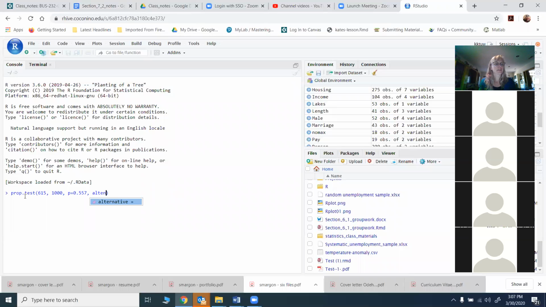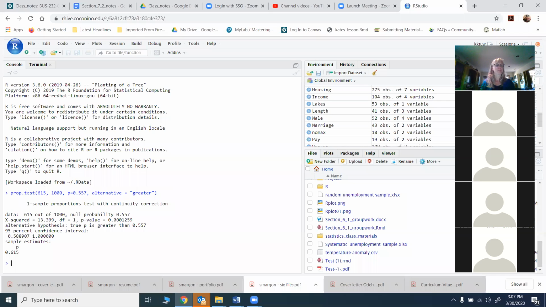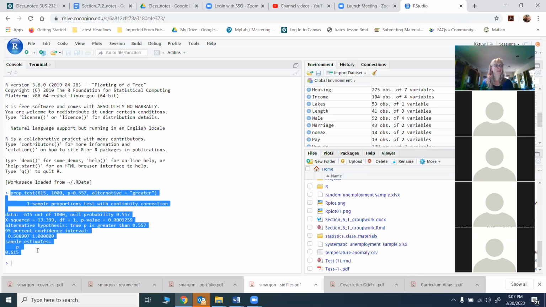And then alternative, this is where you say what your alternative hypothesis said. Sometimes if you're doing a not equal to, you just leave this off. But sometimes it actually is a greater than or less than. In this case, was this greater than or less than? Greater. So you put in quotes the word greater. And then that's it. You hit enter, and I'm now gonna copy this and put it in my calculation step so we can go look at all of this.